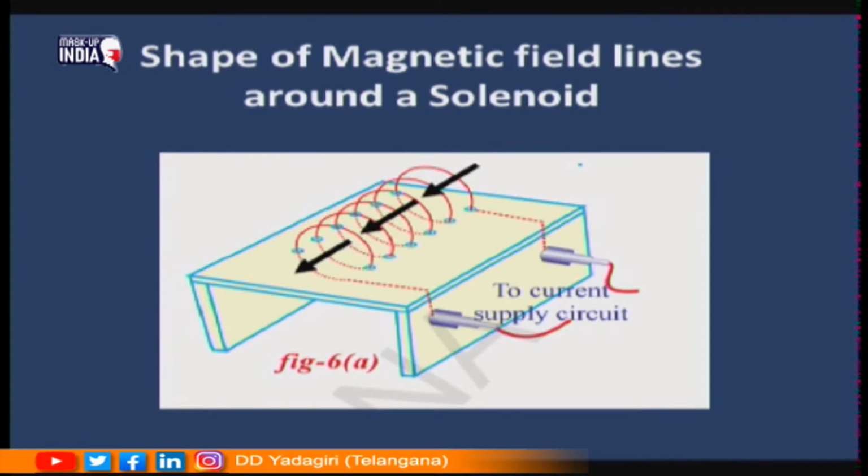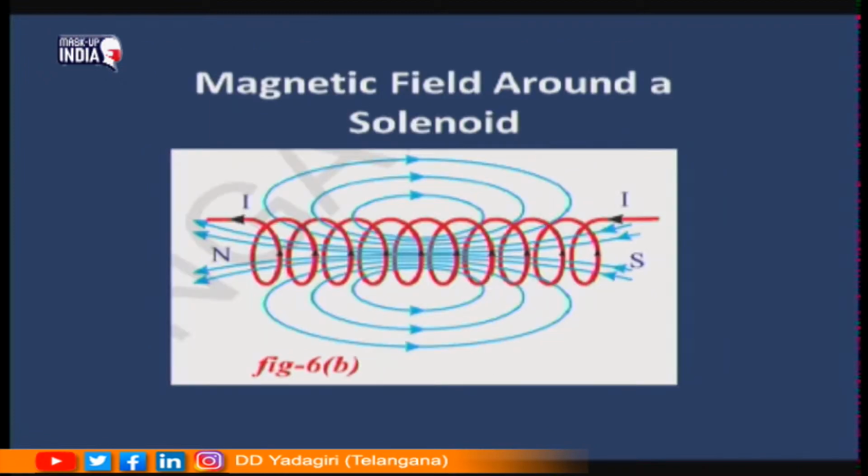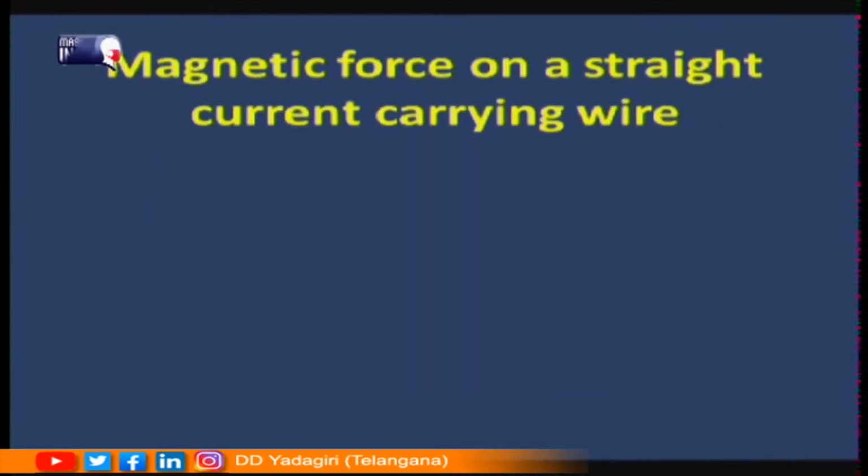We discussed the shape of the magnetic field lines around a solenoid. Inside the solenoid, the magnetic field lines will be parallel to the axis, and outside the solenoid, the magnetic field will be similar to that of a bar magnet. We discussed magnetic force acting on a straight current carrying wire.